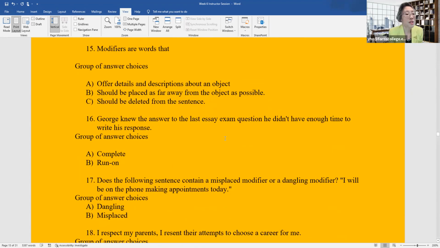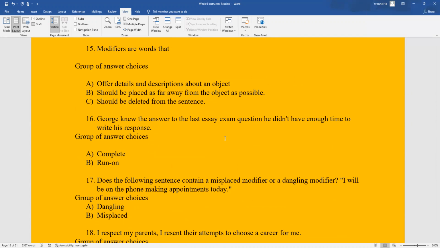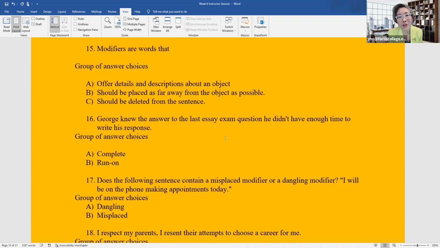Modifiers are words that A, B, or C. A, offers details and descriptions. Yes, just like blue describes the shirt, blue shirt. You can remember it that way. Blue shirt. What does blue do? It describes and offers details about the object, shirt.